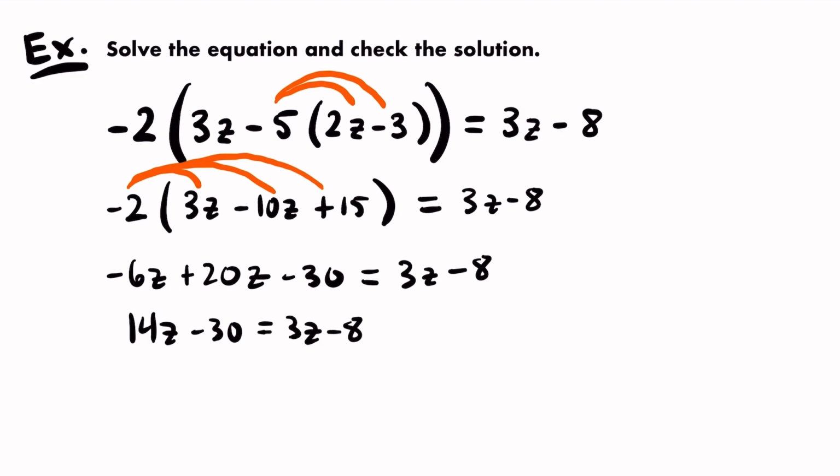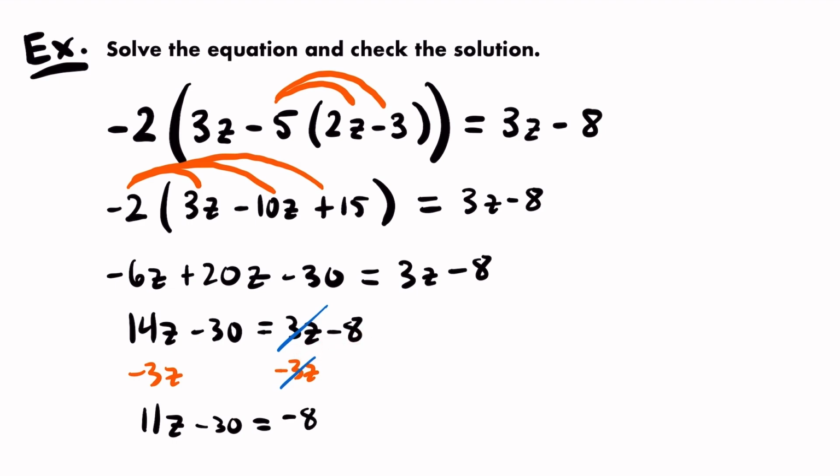So now, to isolate the variable, we want to combine those variable terms. So let's get rid of 3z on this side. Let's subtract 3z from both sides of the equation. That will cancel out with this 3z on that side. And so you'll have 14z minus 3z, which will be 11z, because 14 minus 3 is 11, minus 30 equals 0 minus 8, which is -8.